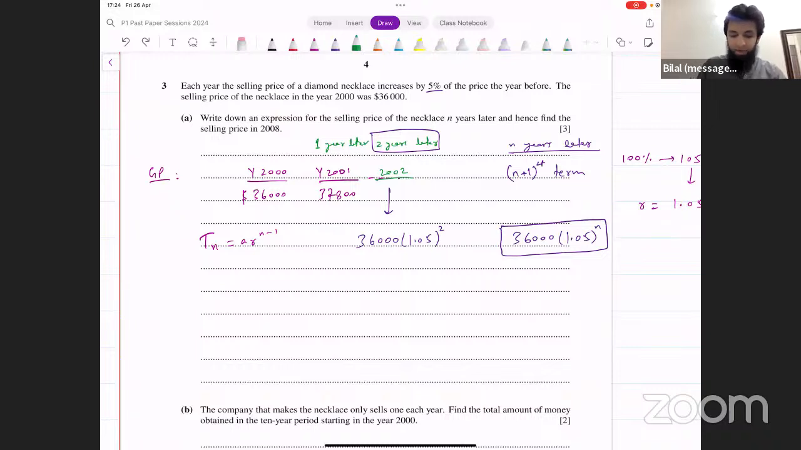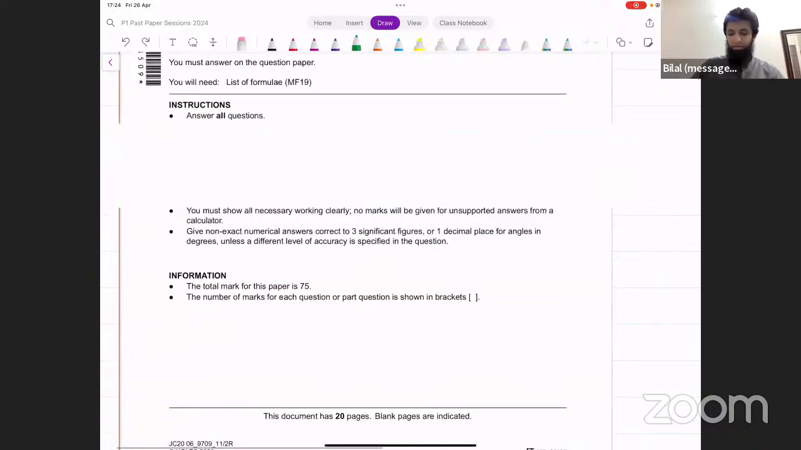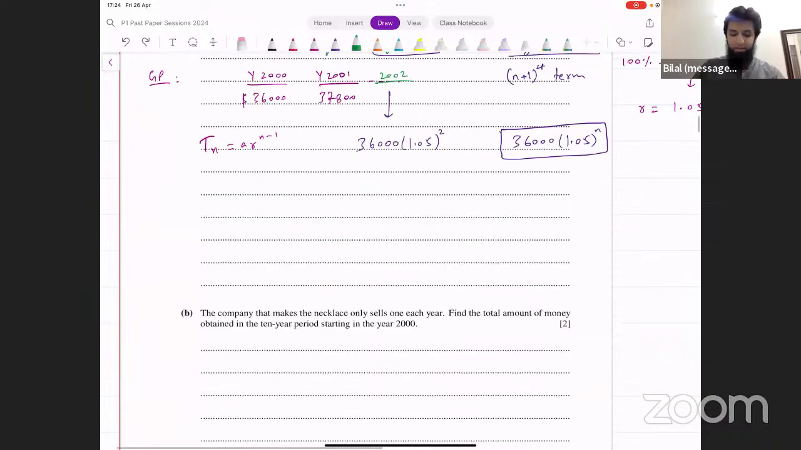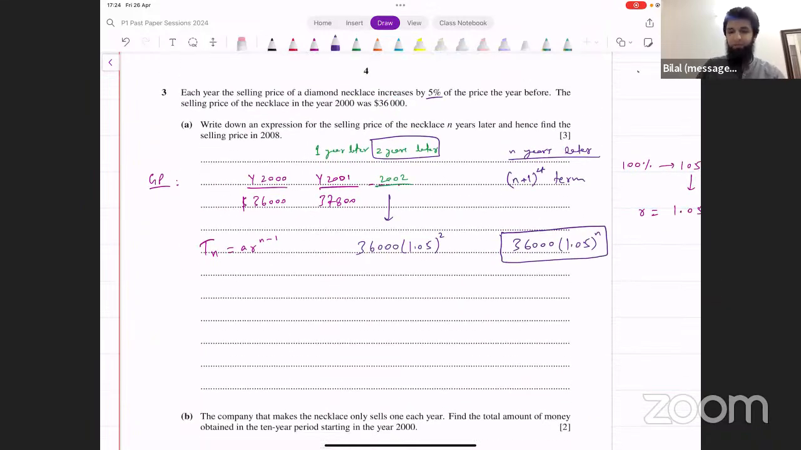And now they say, hence find the selling price in 2008. How many years later is 2008? Remember, we started from 2000. 2008 is 8 years later. So in year 2008, what would the price be? It would be 36,000 into 1.05 raised to power 8. Just input n equal to 8 here. And that gives us some number.